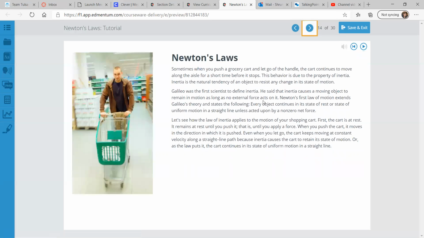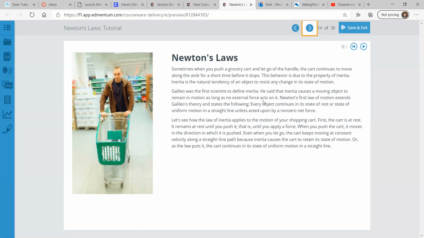Newton's laws. So, like the grocery cart example again, if you let go of the handle as you're pushing a cart, the cart still moves along the aisle for a short time, and then it might stop. This behavior is due to the property of inertia. Inertia is the natural tendency of an object to resist any change in its state of motion. Galileo was the first scientist to define inertia. He said that inertia causes a moving object to remain in motion as long as no external force acts on it.